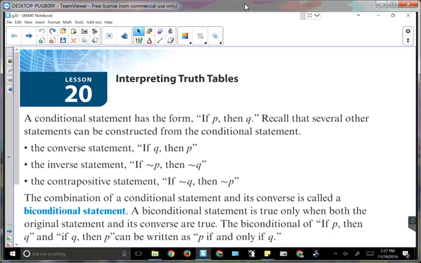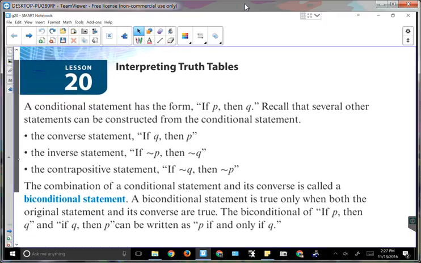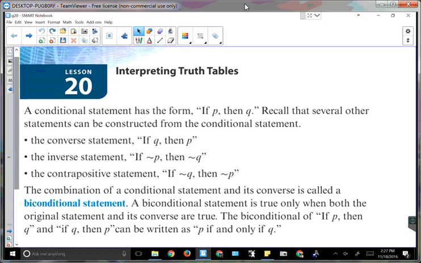A look at interpreting truth tables. Now, this sounds worse than it really is. A lot of times people are trying to make a statement, say something. They don't always mean what they say. And it's very important that you learn to say exactly what you mean and mean exactly what you say. And that's kind of where we're going to take a look at the logic here.